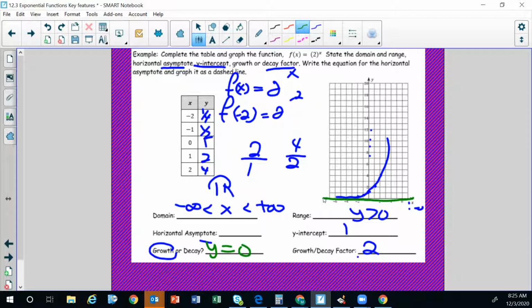Yes. In this class, for Algebra 1, when you get to Algebra 2, and if you do pre-cal and calculus, you have different kinds of asymptotes. But for this class, the horizontal asymptote is y equals 0.